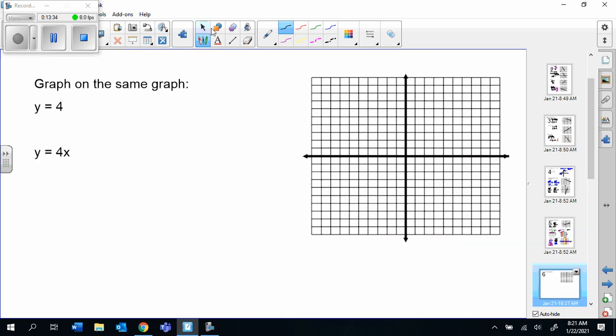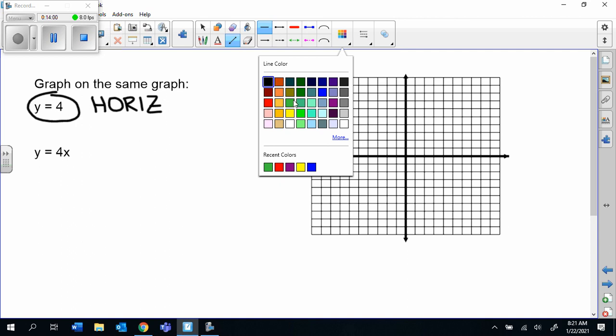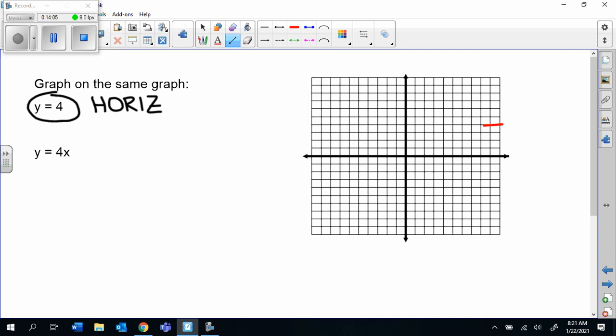All right, let's graph these on the same graph. Here is another extension type problem because I think students struggle with this sometimes. These two lines are not the same, so we need to read carefully. This one right here does not have an x value. This is a horizontal line through 4. Up 1, up 2, up 3, up 4. There is the line y equals 4.